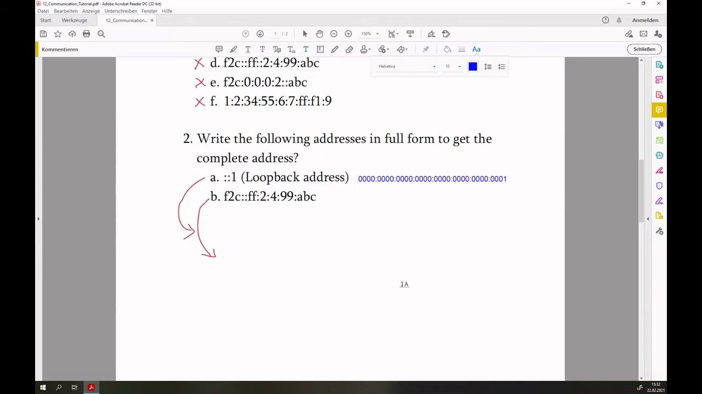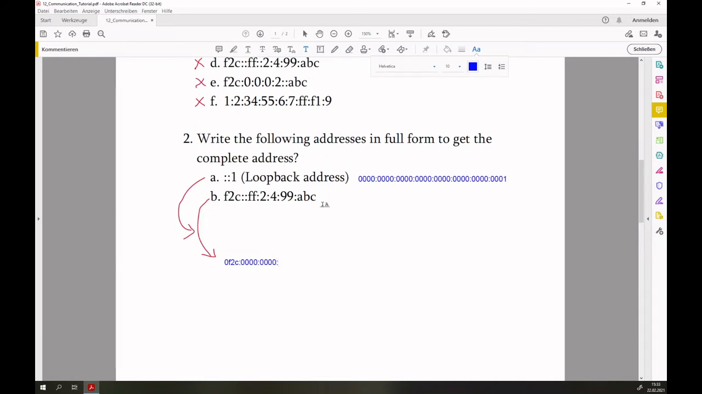So we have a F to C. So therefore we complete it with a zero. So we have always four numbers. So F to C is the first one. And then we'll have a sequence of zeros. So now we have to count how many blocks of zeros we have. So we have 1, 2, 3, 4, 5, 6 blocks of non-zeros. We have in total 8. So therefore we have 2 blocks of zeros.